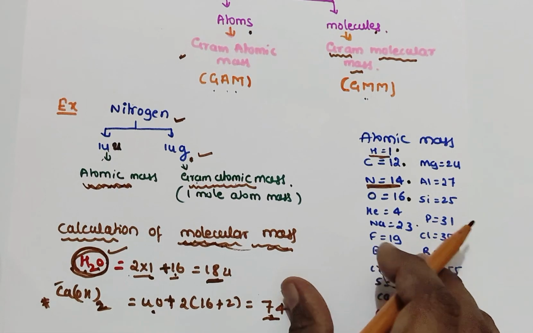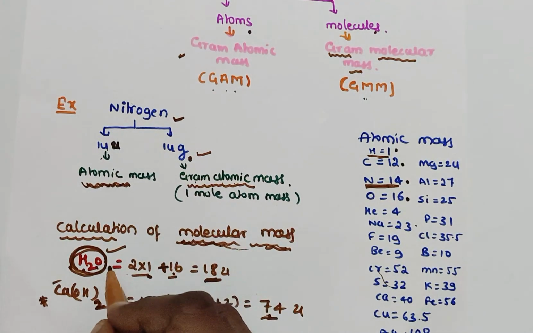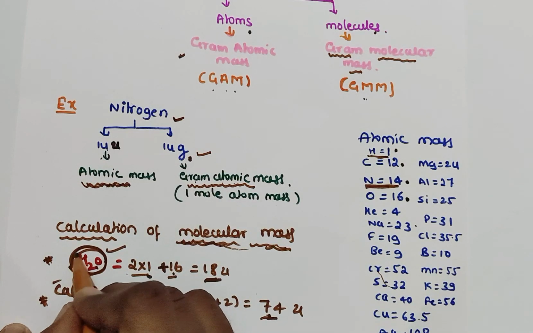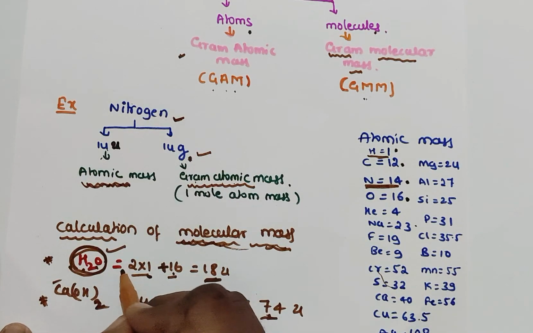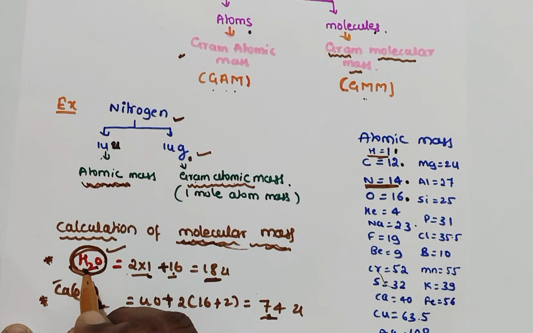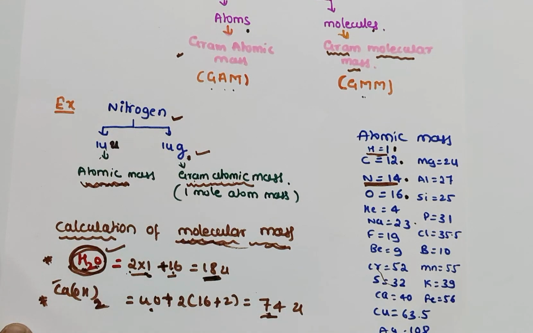Next we move towards calculation of the molecular mass of a given compound or molecule. Example number 1 is water. Now we are going to calculate the molecular mass of water. We know the mass of hydrogen is 1, and 2 hydrogens are there, therefore 2 into 1, plus the mass of oxygen is 16, therefore this is 18. So the mass of a water molecule is 18 u.